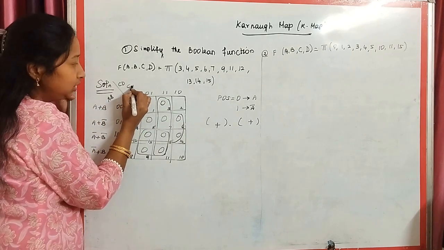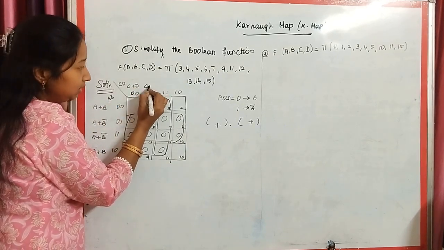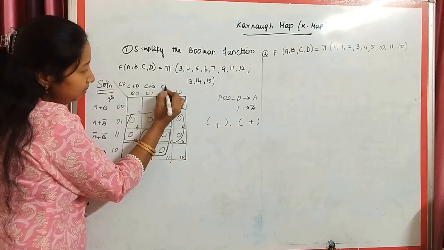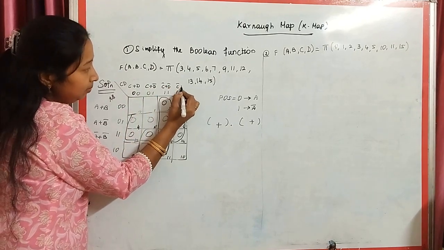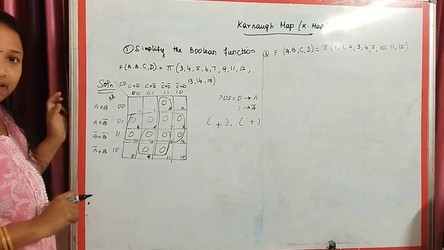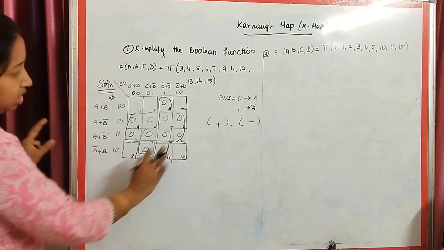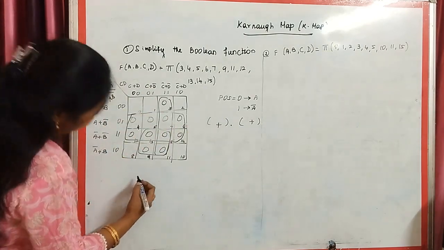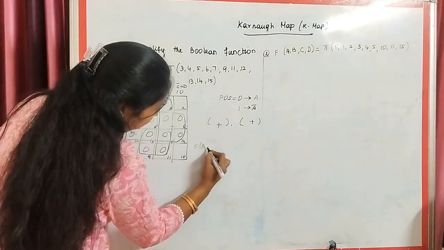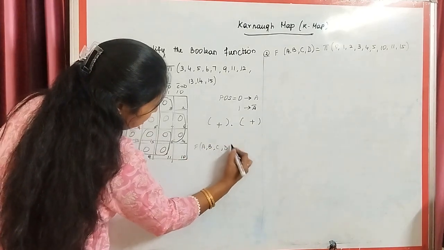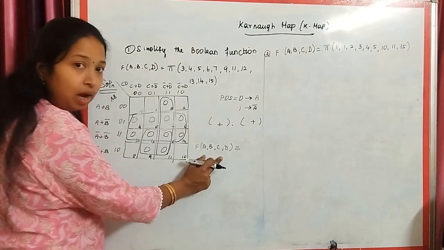Now, how do you write this? This is C plus D, and this is C plus D bar, and this is C bar plus D bar, and this is C bar plus D. Is it clear? Now, based on this, can you give me the expression f of A, B, C, D? It is equal to... how do you write the expression?